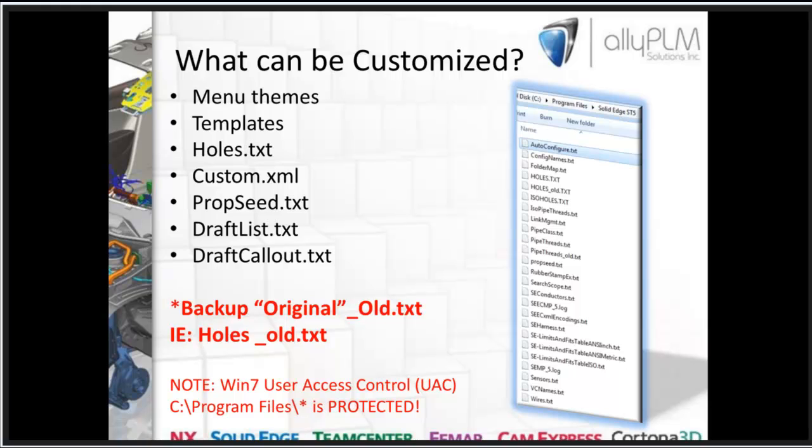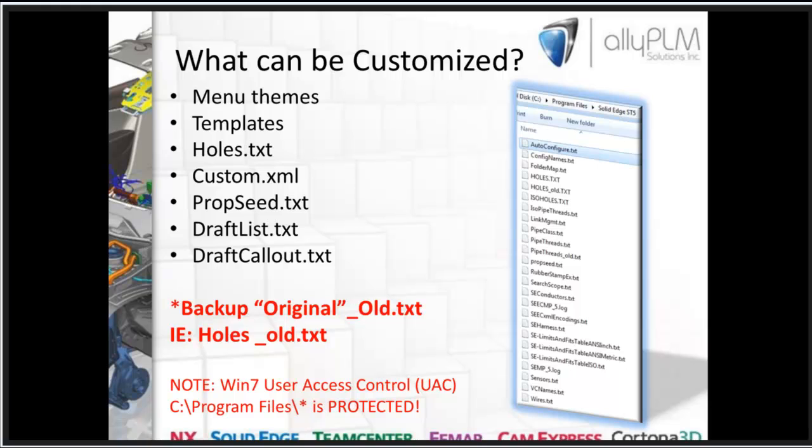And then from the draft environment, we're going to look at the prop seed, the draft list, and the draft callout. Before we make modifications to any of these files, and this is going to be an instruction we give to you as well, we want to always make a backup of these files. Typically, we just call the file holes.txt. We want to call it holes_old.txt.